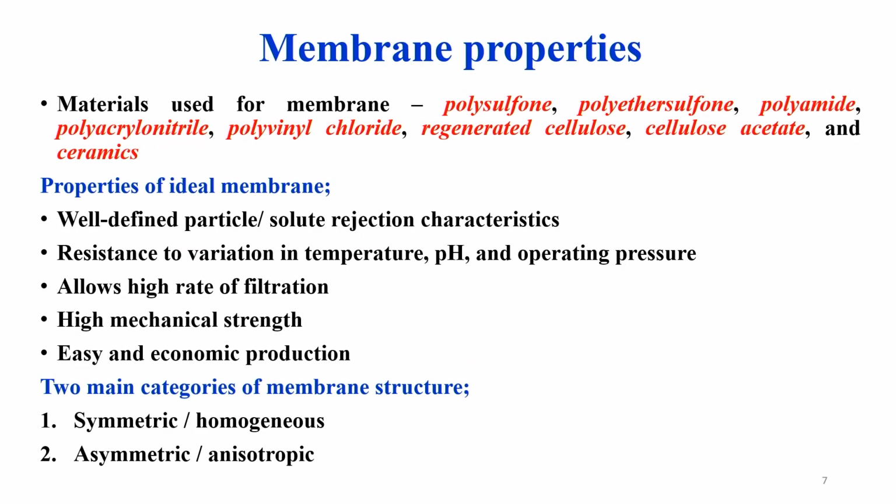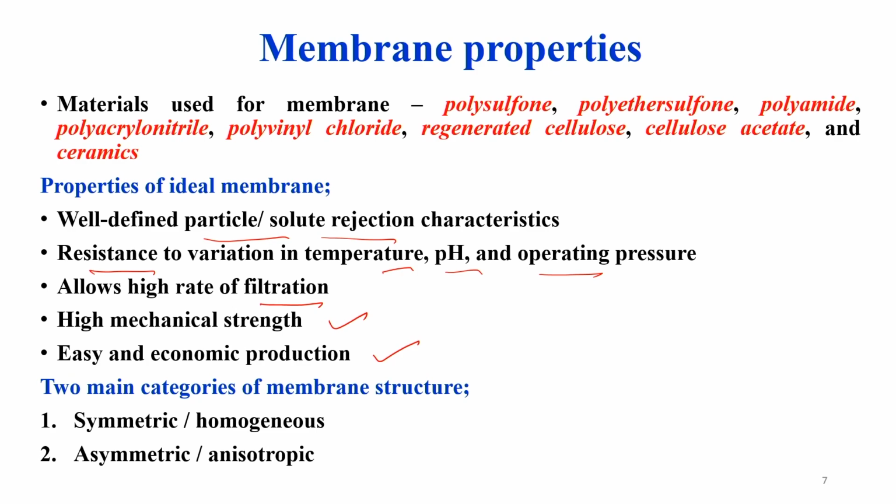So, what should be the ideal membrane property? It should have well defined particle or solute rejection characteristics. It should have very well defined particle size. Further, as we are going to operate under different temperature, pH and operating pressure, it should be resistant to those variations. Further, it should allow a high rate of filtration. It should have good mechanical property, and last, very important, the cost of membrane. So, it says easy and economic production.